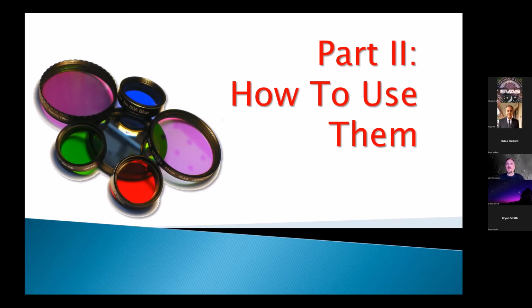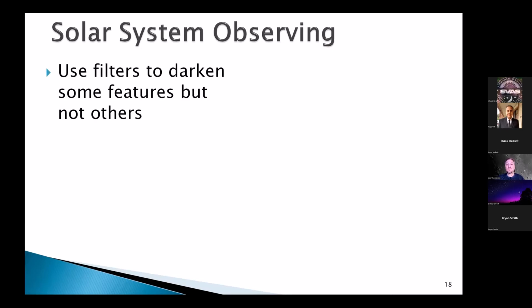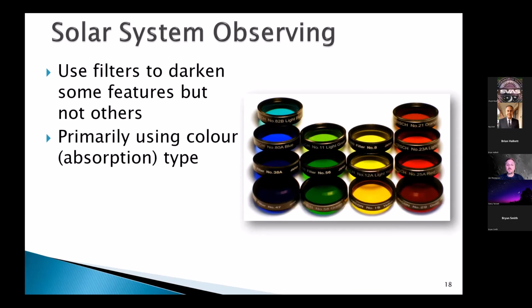Okay, if there aren't any other questions on this section, we'll move along into part 2. So let's open the discussion about how to use filters by starting with solar system observing. Recall that these filters are used to darken some features, but not others. This is accomplished primarily using absorption type filters.